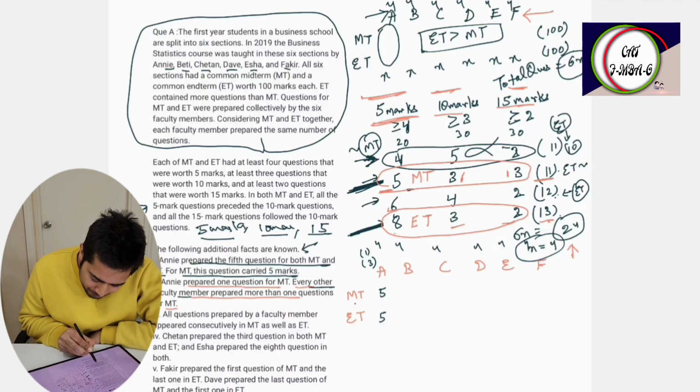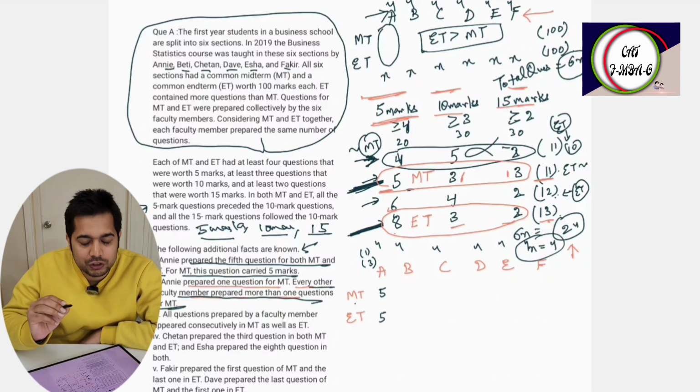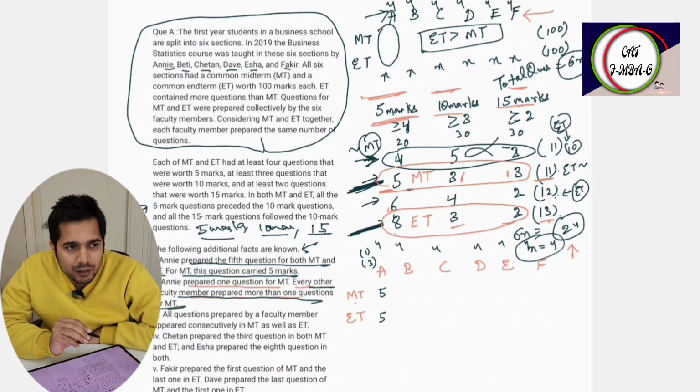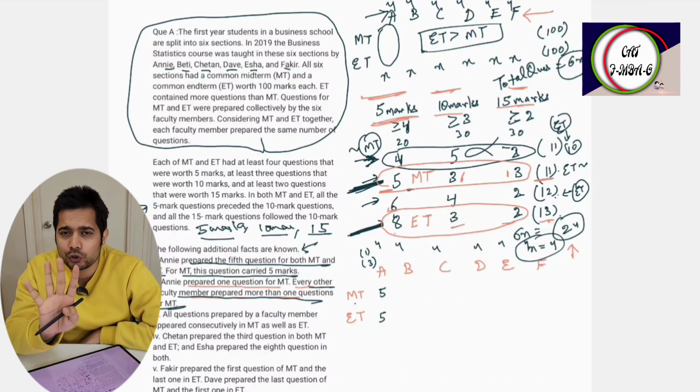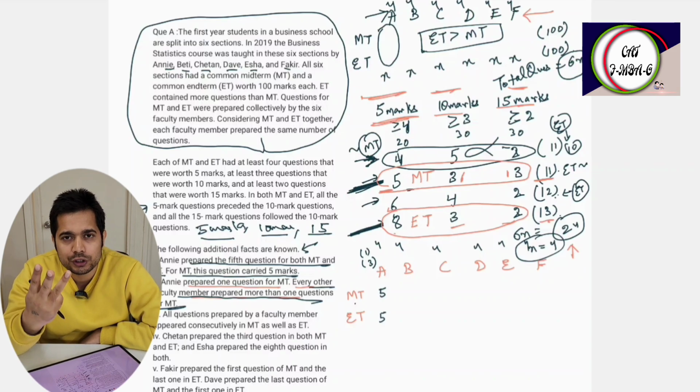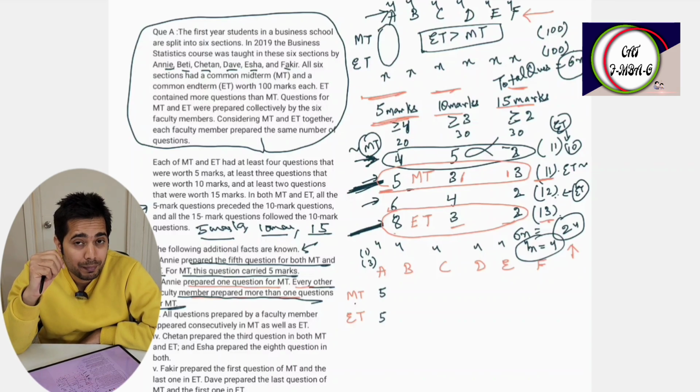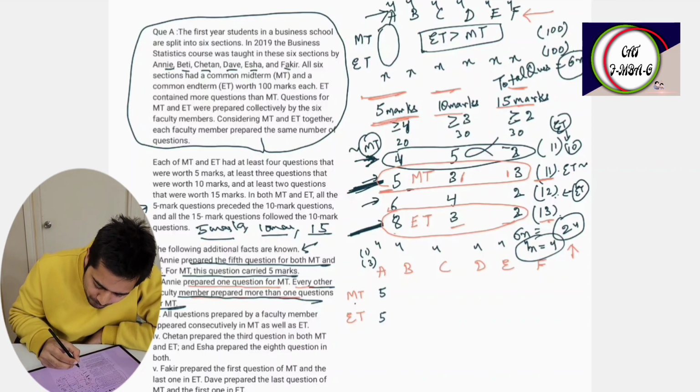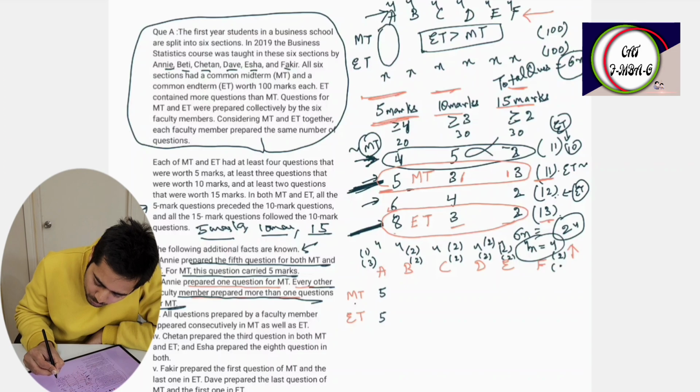Every other faculty member prepared more than 1 question for MT. This is only possible when every faculty member prepares a total of 4 questions. Annie prepared 1 question in midterm, so 3 questions in end term. Every other faculty prepares at least more than 1 question in every term. So this is only possible when they prepare midterm 2, endterm 2, for each of the others. Everyone will prepare like this. Got it?